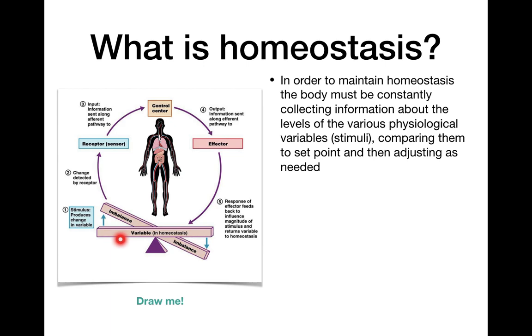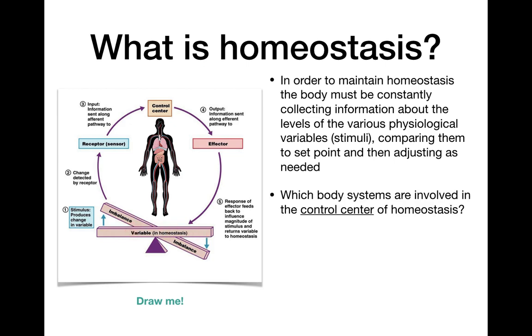Let's say it's water or blood glucose, and it can be either too high or too low. So too low over here, too high over here. Either one is bad. It needs to be at that set point, at the ideal, balanced level. So the control center up here is how we're going to control and keep track of where the body's at for these various variables. So which organ systems or body systems do you think are involved in controlling levels?